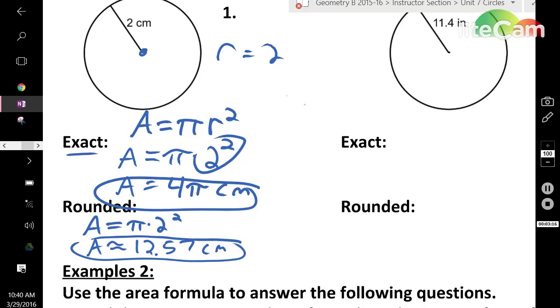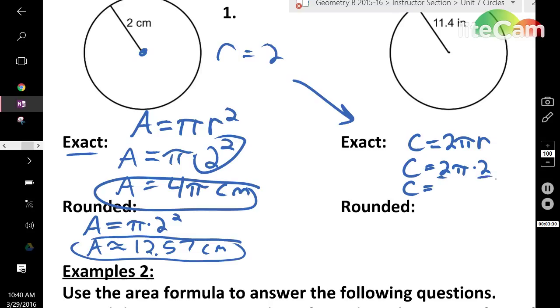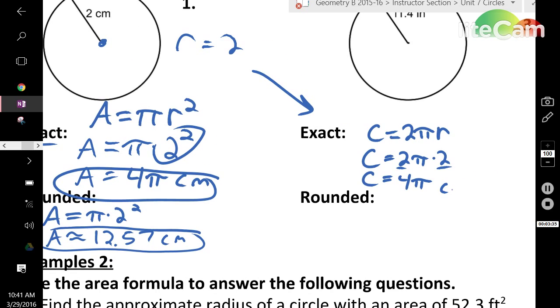Sticking with number 1, I'm going to do exact and rounded circumference over here. Exact, C equals 2 pi r. It's going to be 2 pi times 2. And exact means you're not going to type in the calculator, so just 2 times 2, these 2 numbers here, and you get 4 pi centimeters. Just want to make a correction here. The very first one, the area over here, should be squared centimeters, because it is area. Circumference, the distance around the circle, is going to be just centimeters.